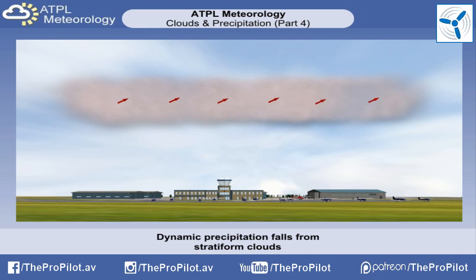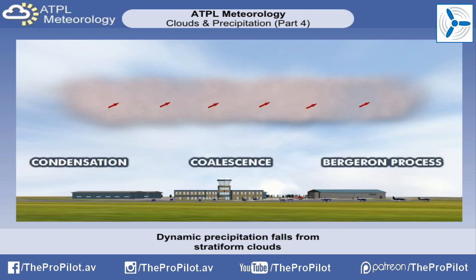In layered cloud, the air currents are more gentle, and the processes that go into producing the dynamic precipitation are condensation, coalescence, and Bergeron. Although with snow, the aggregation of flakes plays a major part in the formation. Again, the form of the precipitation will largely depend upon the temperature of the air surrounding it.